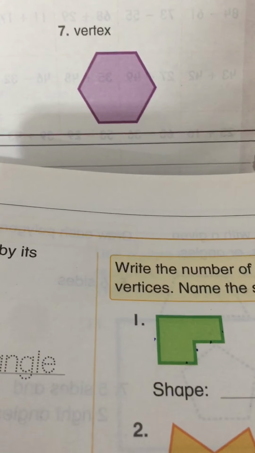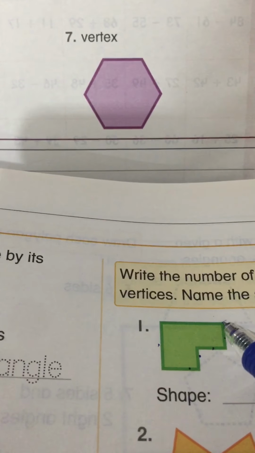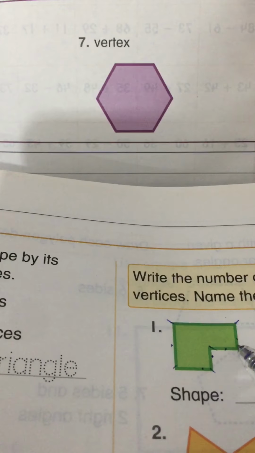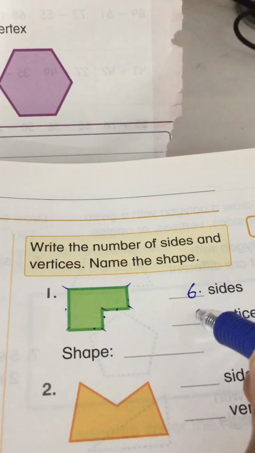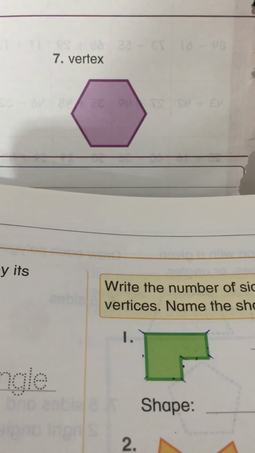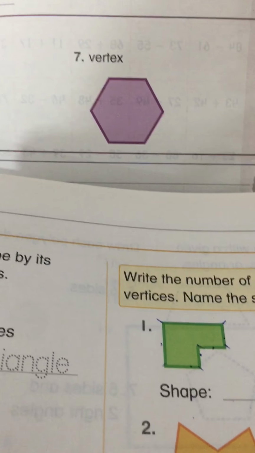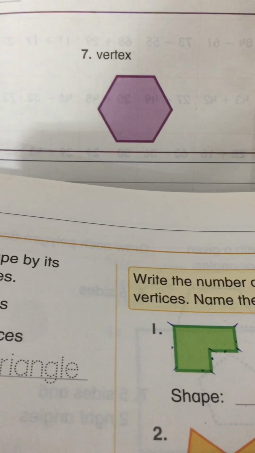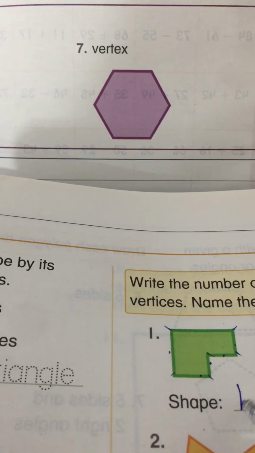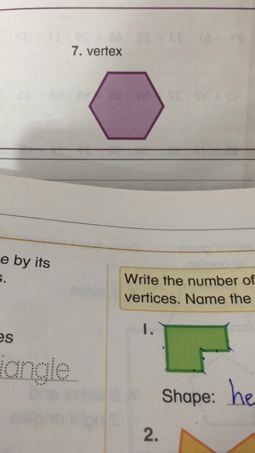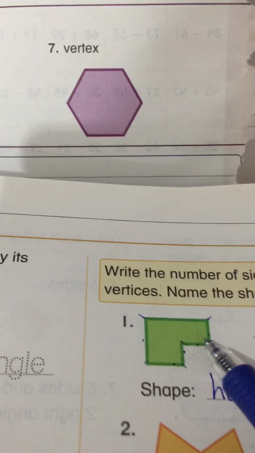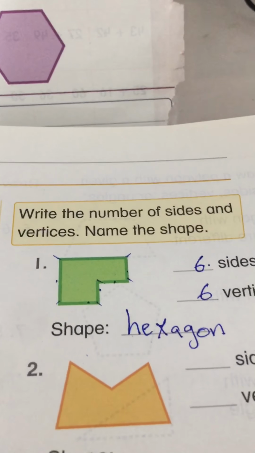How many vertices? Then let's count the vertices. 1, 2, 3, 4, 5, 6. Also, it has 6. So what is the shape? You remember the shape that has 6 sides, what we call it. So we call it hexagon. Any shape with 6 sides, we call it hexagon.